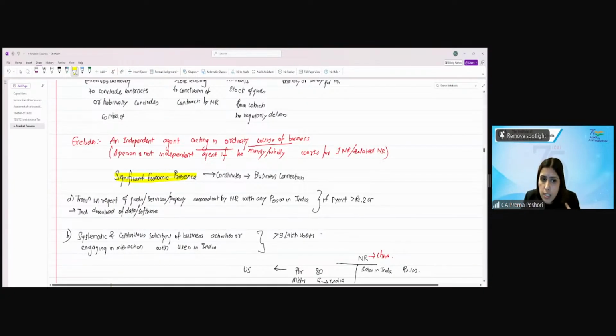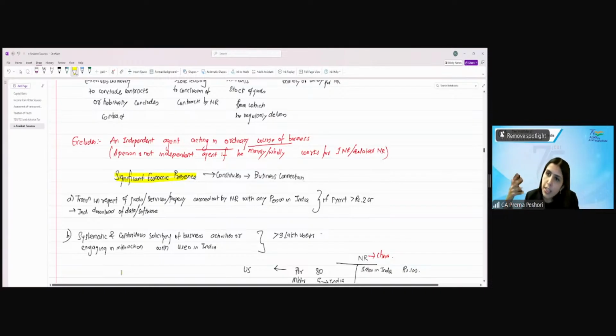Or systematic and continuous soliciting of business activity or engaging in interaction with the users in India. If there are more than 3 lakh users, for example, Instagram, right? It is interacting with users. Instagram will have SEP in India. Facebook will have SEP in India. WhatsApp will have SEP in India. Google will have SEP in India. Because it is interacting with more than 3 lakh users.